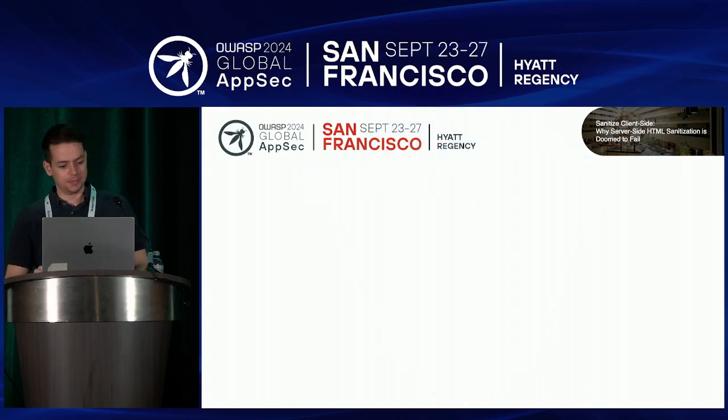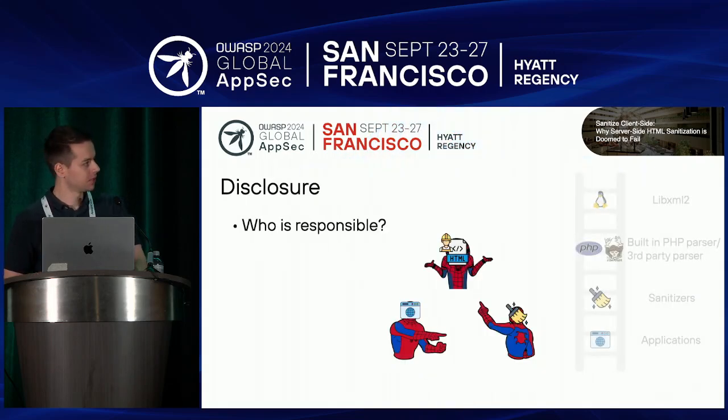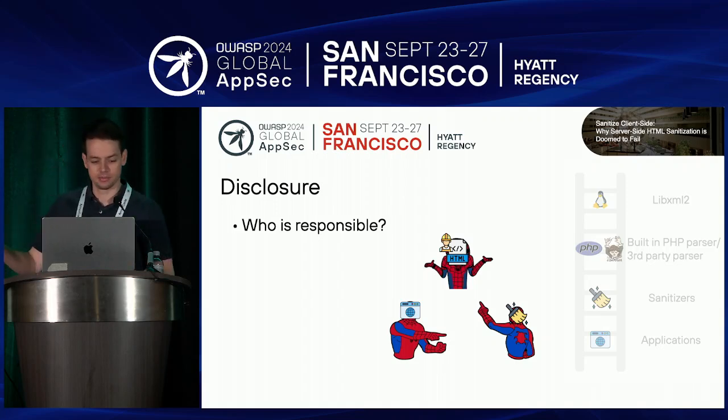Let's go back to our story. Talk about a bit of disclosure, because who is responsible? Now, everybody can just point fingers at each other at this moment. And the application can say, well, it's the sanitizer's fault. We're not sanitizing it. The sanitizer can point a finger at the HTML parser, which is like, we're not parsing it wrong. And the parsers can say, we're not sanitizing. And you will see that take effect in a bit.